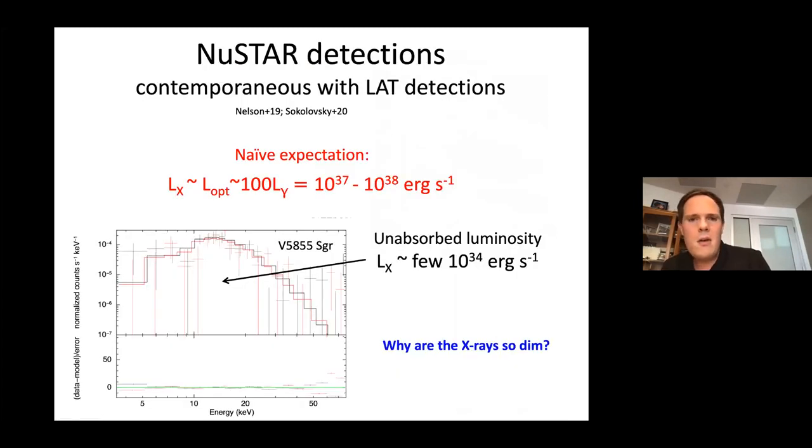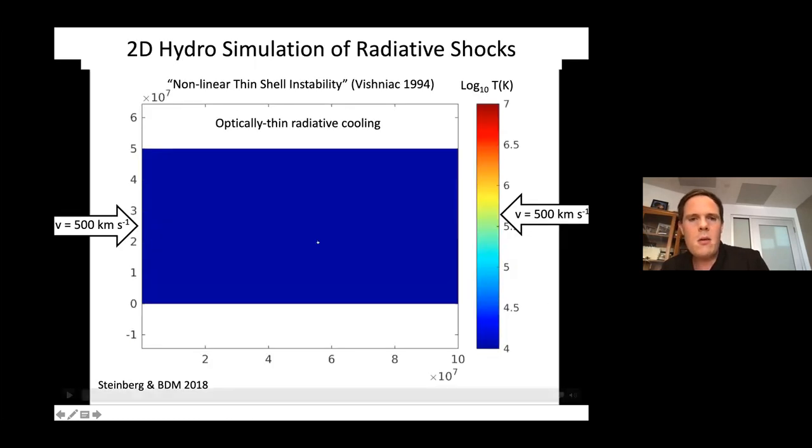So the final thing I'll very quickly say is that we have a mystery, which is if the optical is indeed reprocessed shock luminosity, we should be able to see the X-rays from the shock. If we go to NuSTAR, which is above, where it's not being absorbed, we should be able to measure the X-rays and then infer what the unabsorbed luminosity of the X-rays are. And we're still finding that the X-rays are quite a bit wimpier from these shocks than we would have naively guessed. And so there is this open question as to why they're so dim.